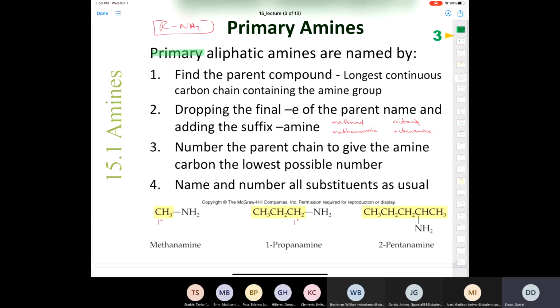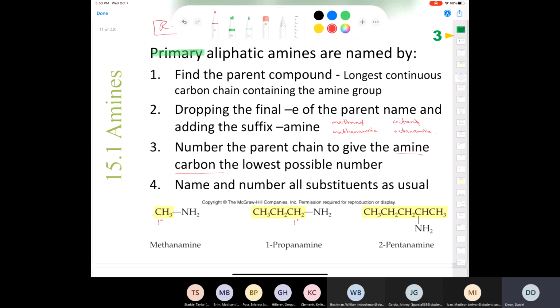It's got 1 carbon, so that's a methane derivative. We cross out the E and we call it methanamine. If we have propane, we drop the E, we get propanamine, and we have the amino group on carbon number 1. And in the second one, again, we find the longest carbon chain, and we want to give that amine carbon the lowest number possible. Okay, so we would number this way: 1, 2, 3, 4, 5, like that, and this becomes 2-pentanamine, just like that.